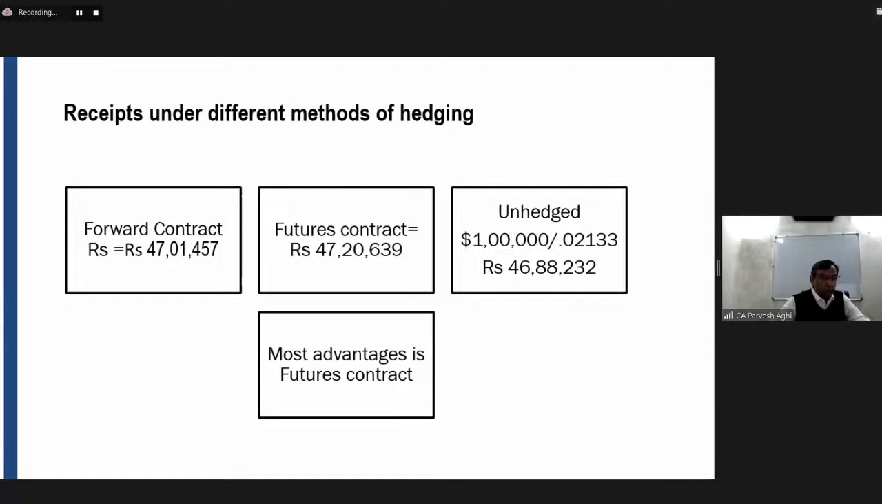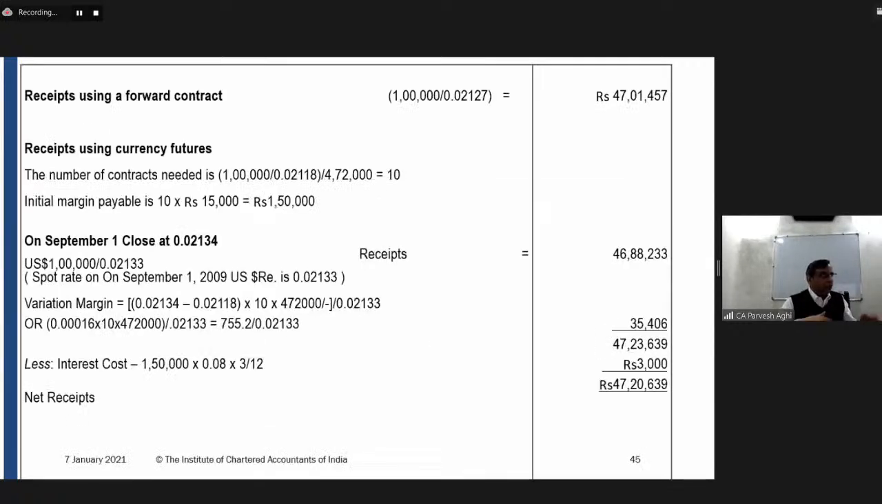So now let's go to the second question. Before we go to the second question, this is the way it has been solved in your study material. If you look at your study material, you'll find receipt using the forward, which is 47 lakh 1,000. We also did the same thing. Receipt using the currency futures: the number of contracts needed is 1 lakh divided by 0.022, so we get divided by 4, so we get 10 contracts. This is exactly what we did while solving the question.